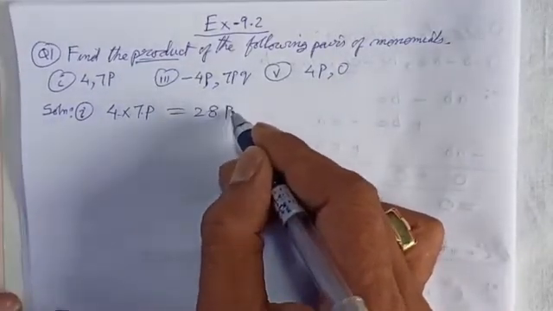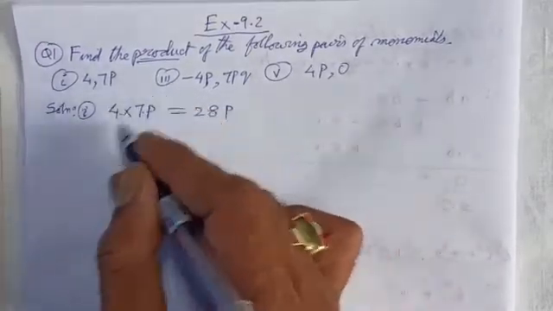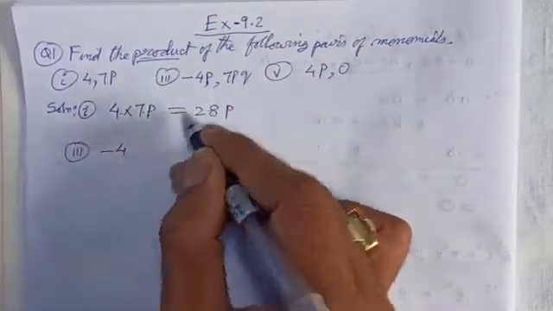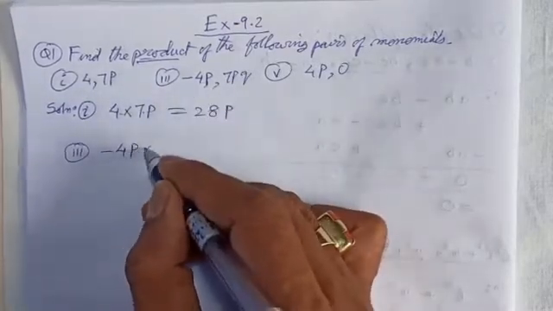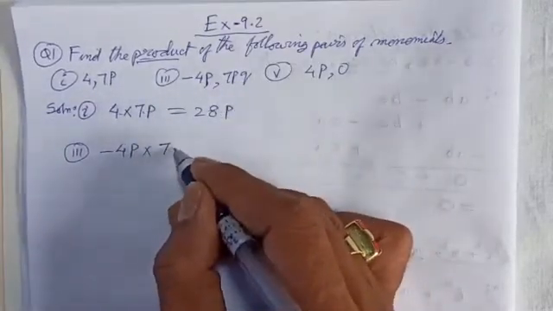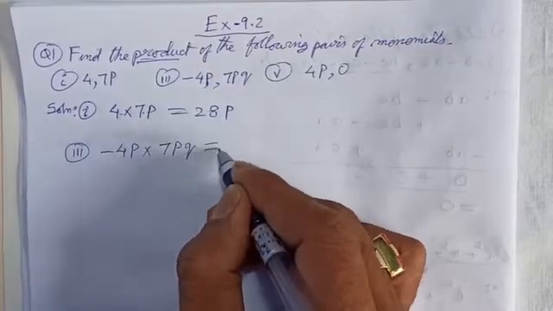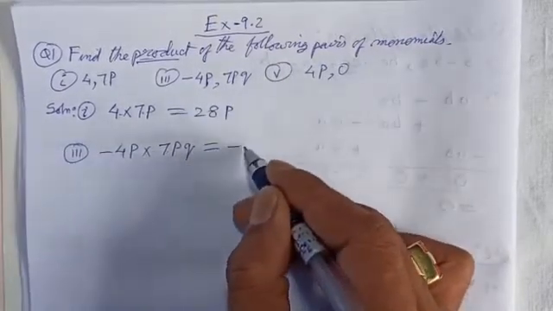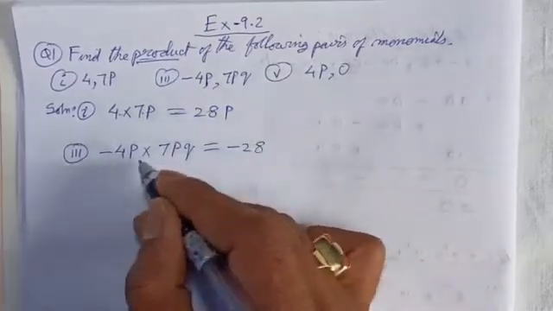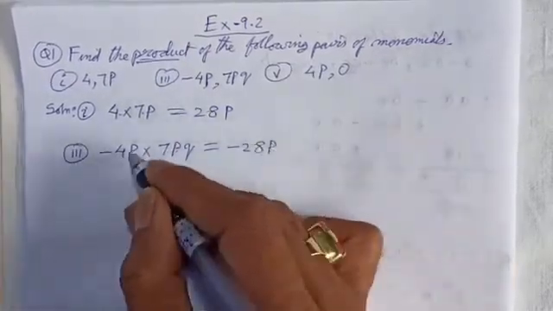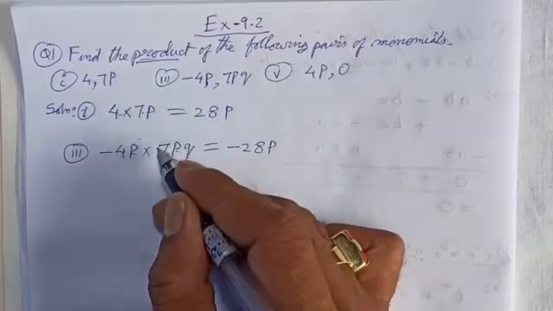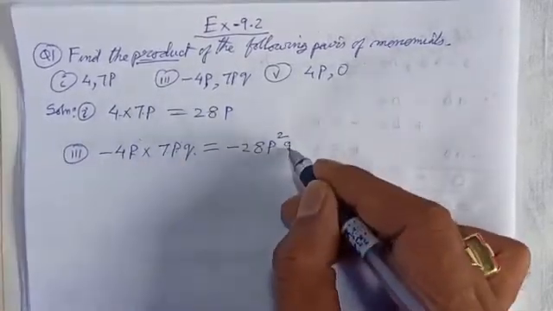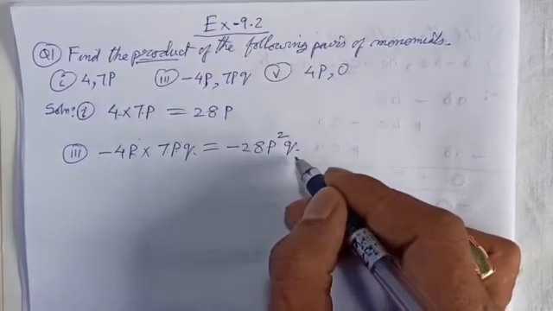Understand or not? Next, let's do Roman number 3. First monomial is minus 4p, second monomial is 7pq. Let us multiply this. Minus 4 into 7 is minus 28. P into p is, here p power 1, here p power 1. The two powers are added together, then we will get power 2. Then next is q. Here Roman number 3 is over.